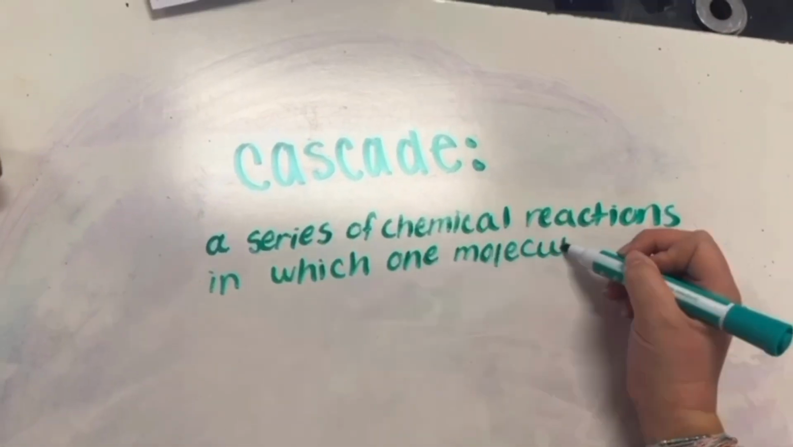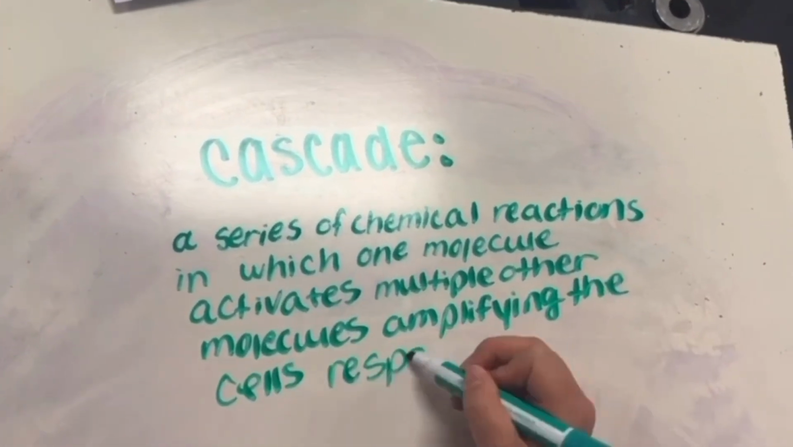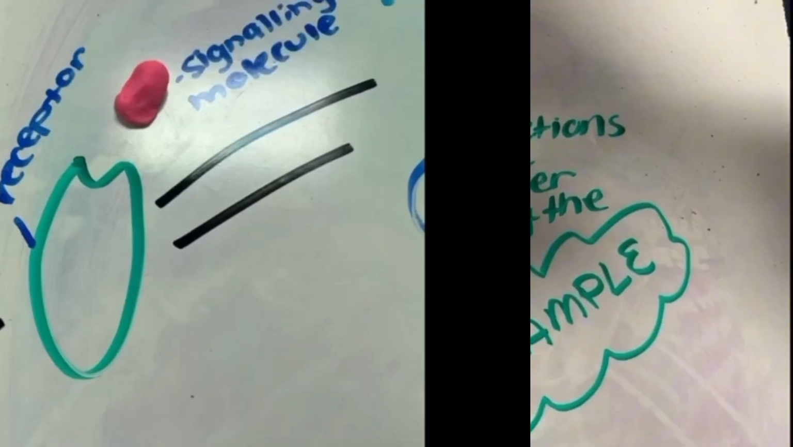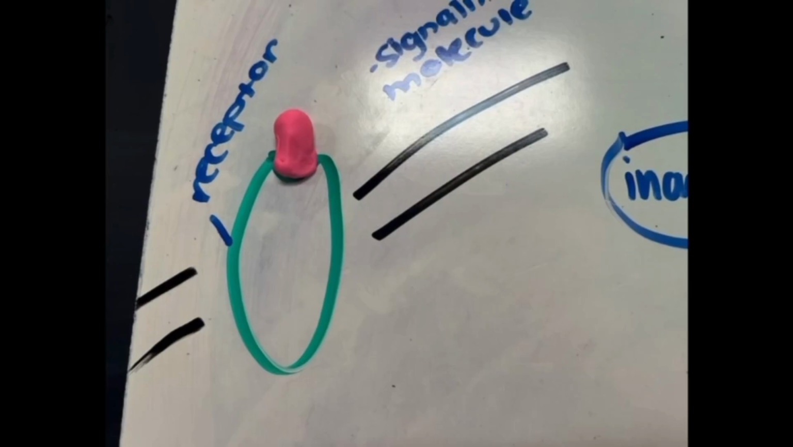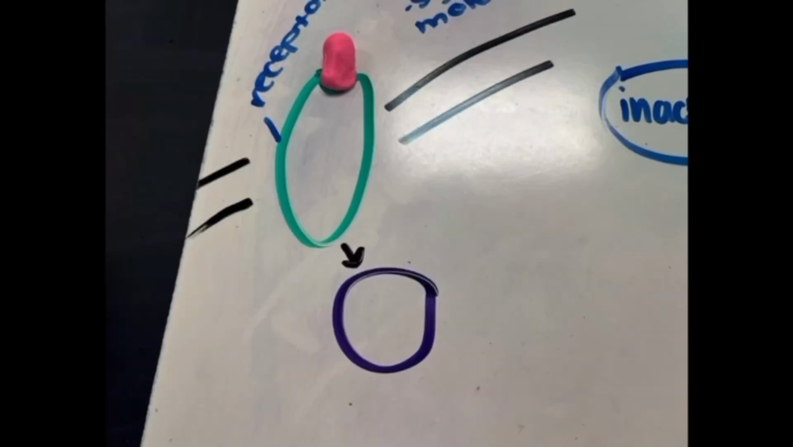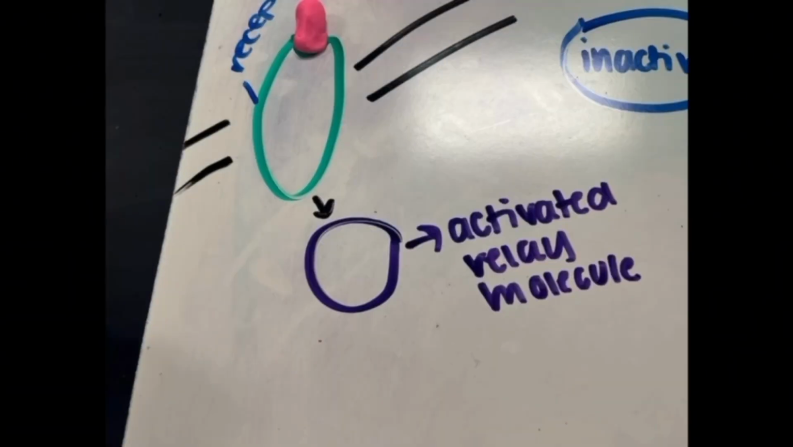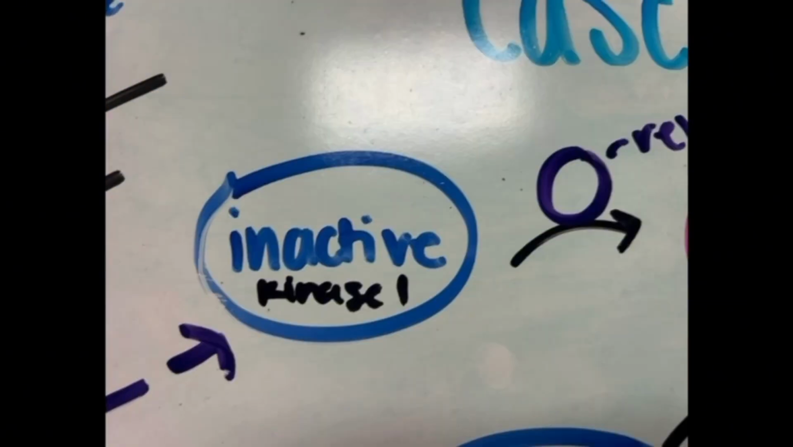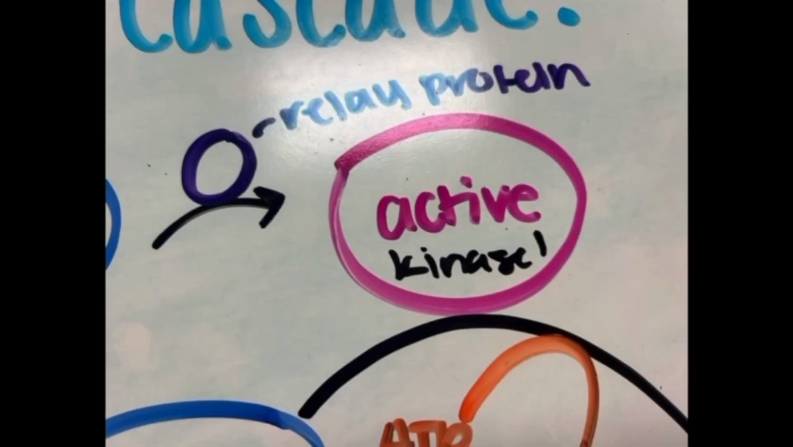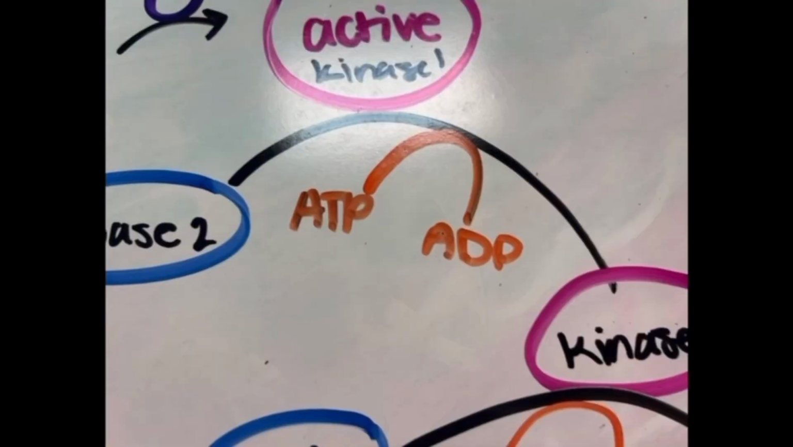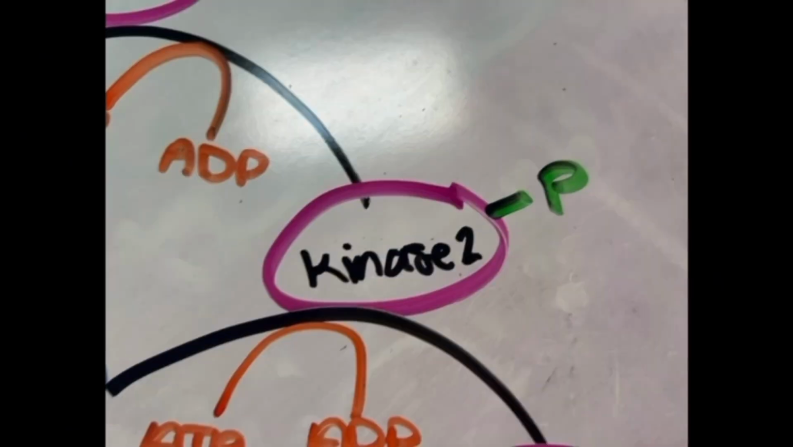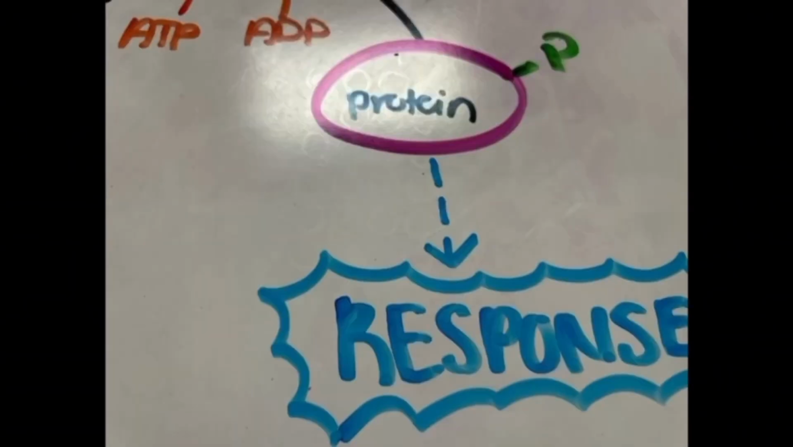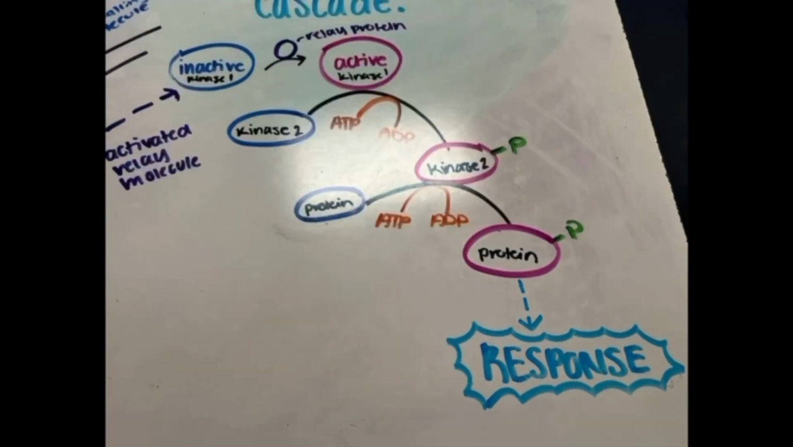Now, a cascade is a series of chemical reactions in which one molecule activates multiple other molecules, amplifying the cell's response. Let's look at an example. A phosphorylation cascade begins when a ligand or other signaling molecule binds to a receptor that is on the cell membrane. Once bound, this then sends a signal to an active relay protein that turns an inactive kinase into an active kinase. This active kinase, shown in pink, then phosphorylates another inactive kinase, shown in blue, producing ADP. This process then occurs once more, creating an amplified cellular response.